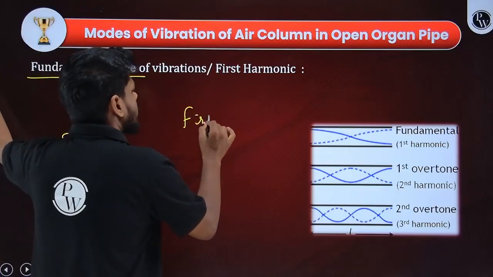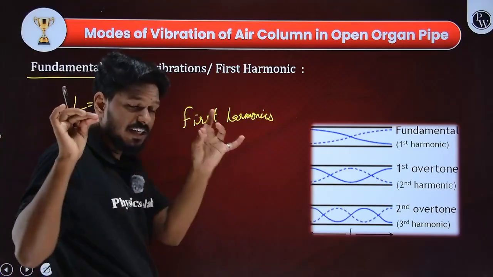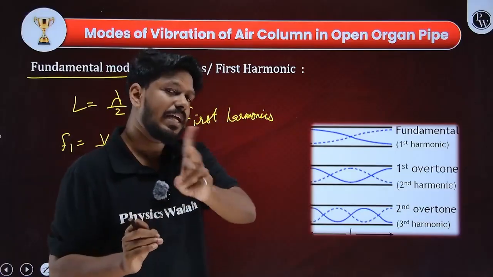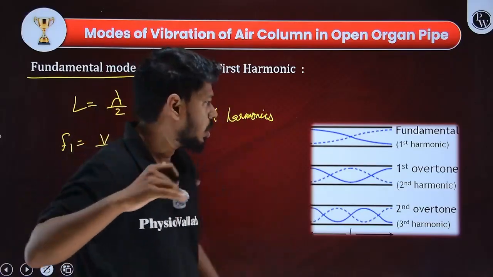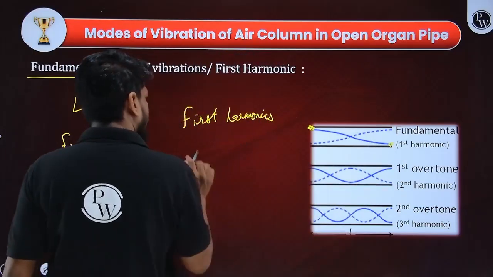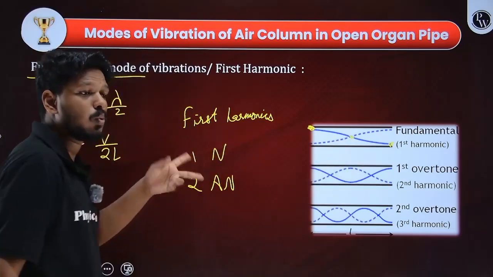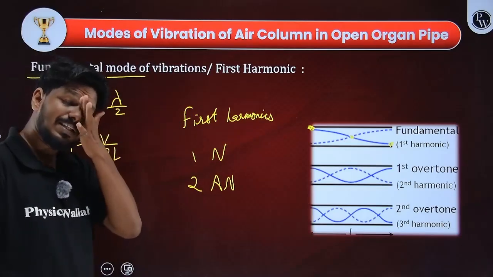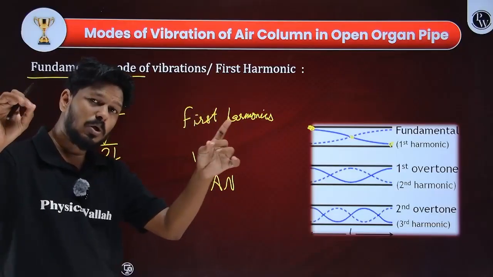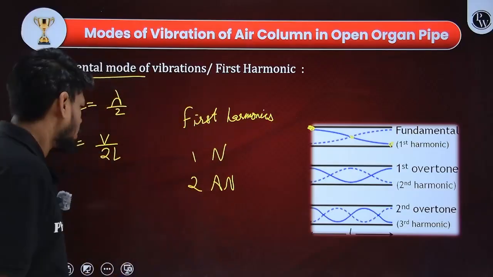In first harmonics, last time we had both the ends fixed. So if it is nth harmonics, we had n plus 1 nodes and n antinodes. But here both the ends are open. So here you see one antinode, two antinodes. In first harmonics, I have two antinodes and one node. It is just ulta, opposite. In the previous case, first harmonics had two nodes and one antinode because both ends were fixed. But here two antinodes and one node because both ends are open.